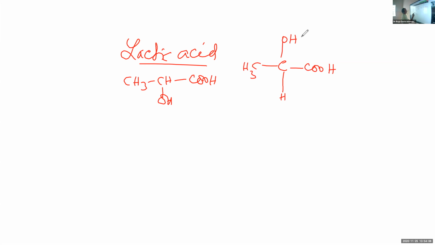We can show that by drawing a cross like this. And it is called the Fischer projection. He used a cross mark like this. At the meeting point, at the crossroad junction, there is the central carbon atom. And here we have a COOH. And here there is a CH3. Here there is an OH. Here there is H.